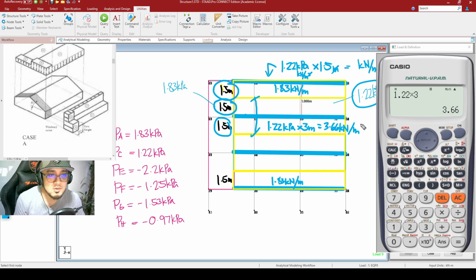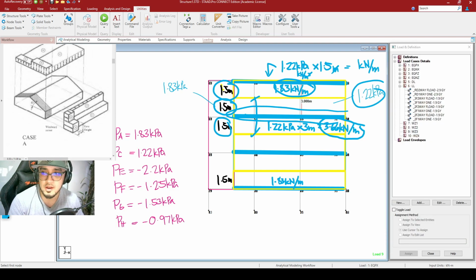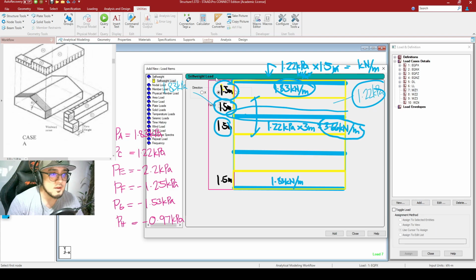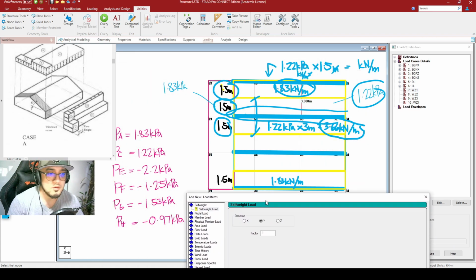So from that, guys, we will be assigning these magnitudes right here to this portion of the beam right here. So I will just be hiding our calculators first. Then I will be adding your wind loads here. So for the first case, click add. And looking at the bottom part of your screen, this is now to be a member load.